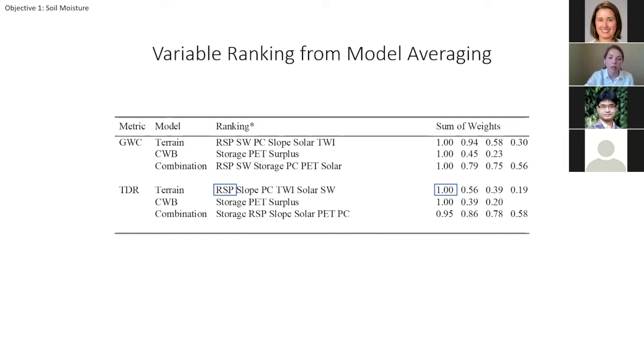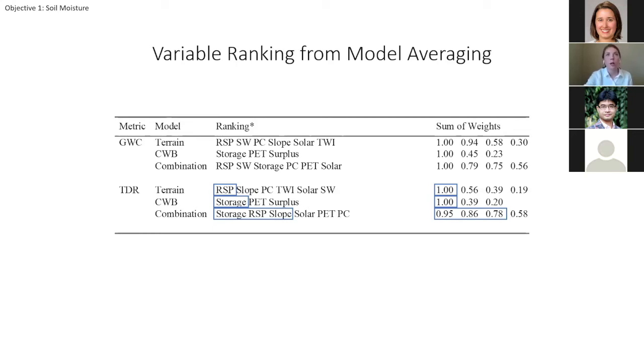For the terrain category, RSP is a top variable, so that's relative slope position. Climate water balance had storage as the top variable. And then the combination category differed slightly from gravimetric water content, but the top ranking variables were storage, RSP, and slope steepness. So from this, we can get an idea of what variables are performing better.